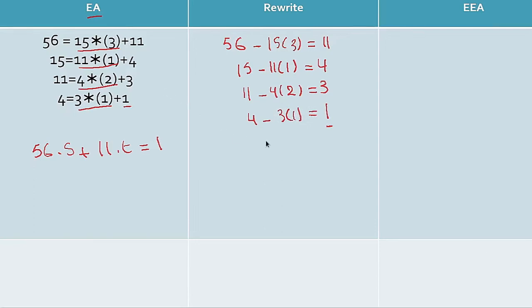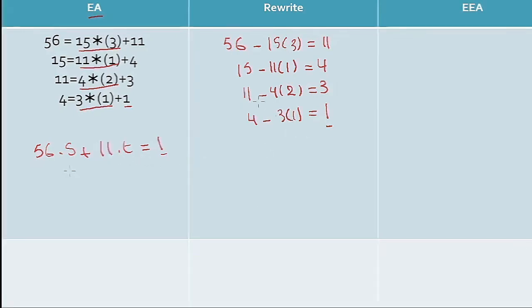Okay, so we have this final equation right here, and we have 1 on this side. Now we just compare this with this. So we need to preserve this side because it already is the same. And we need to modify this side such that it will finally look something like 56 times a number plus 11 times a number. Okay, so how do we do that? We start from the last part of the last equation from the rewrite.